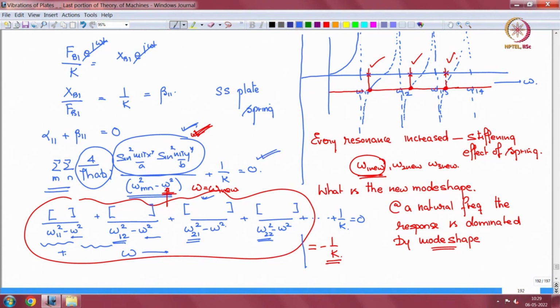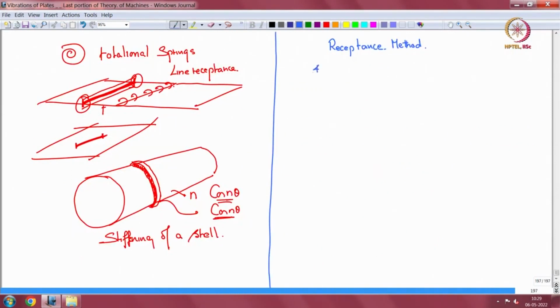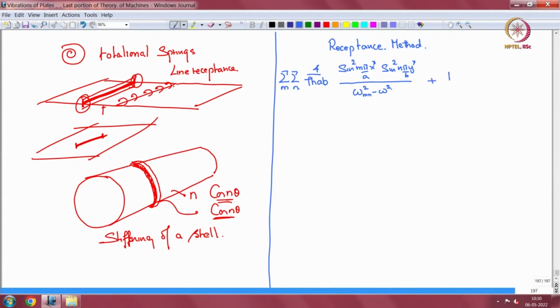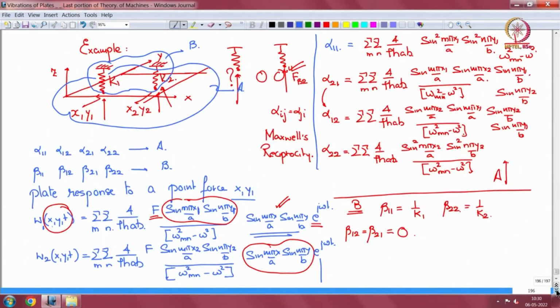Okay. So let's see if I can remember. 4 by rho h a b, sine square m pi x star by a, sine square n pi y star by b, divided by omega mn square minus omega squared, and a double sum over mn, plus 1 by k equal to 0. Let me just check once.